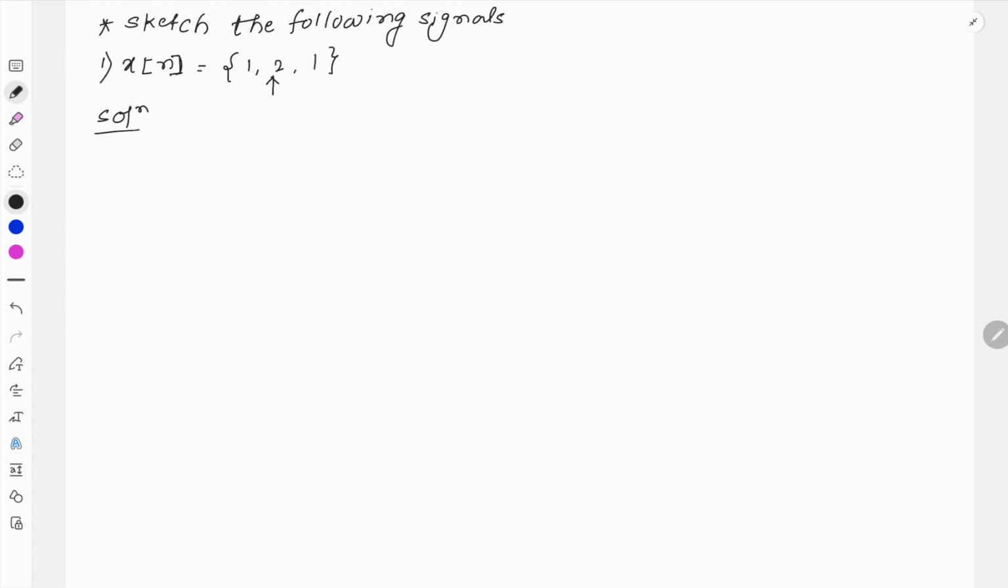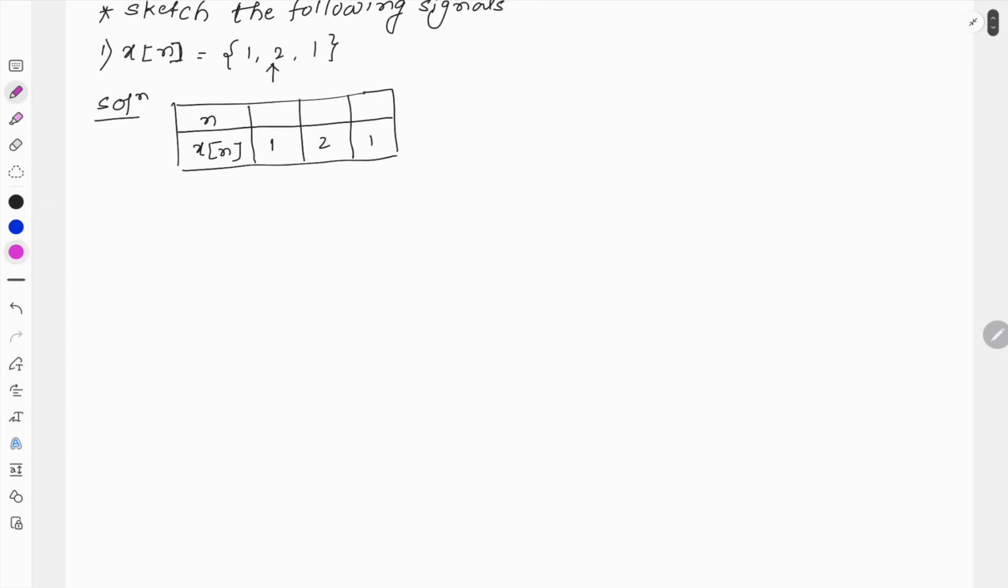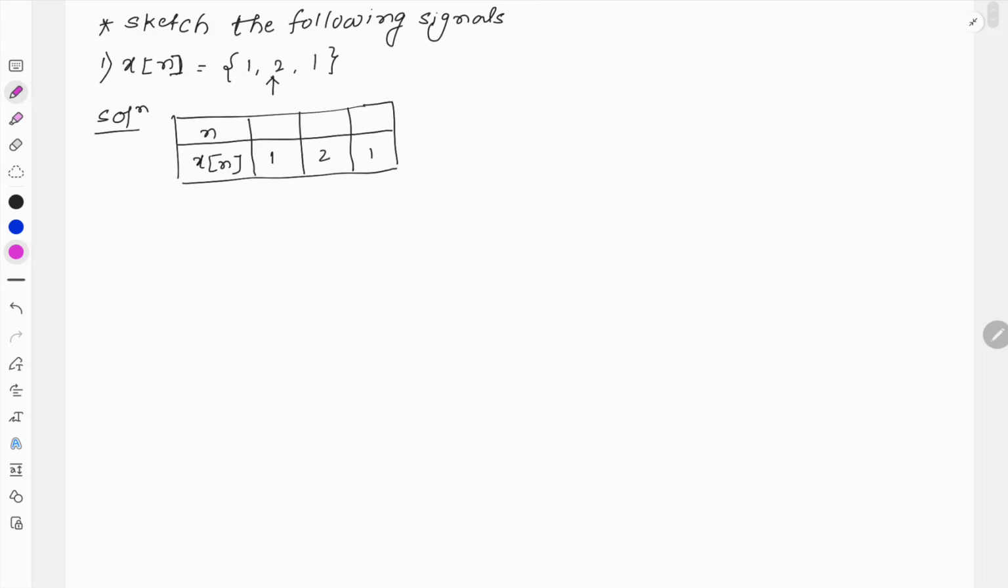To sketch this signal, first of all, prepare a table for index n and the amplitude of signal x of n. So this signal has 3 samples which are 1, 2 and 1. And now we are supposed to find out the value of n for these corresponding amplitudes. For this, we need to check the given equation carefully. Here we have arrow placed at the element 2. So this arrow indicates the origin on which you are going to draw the signal.